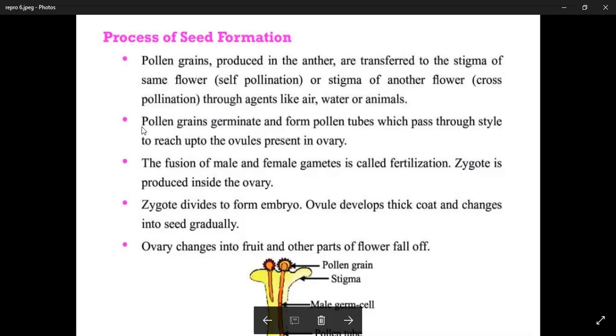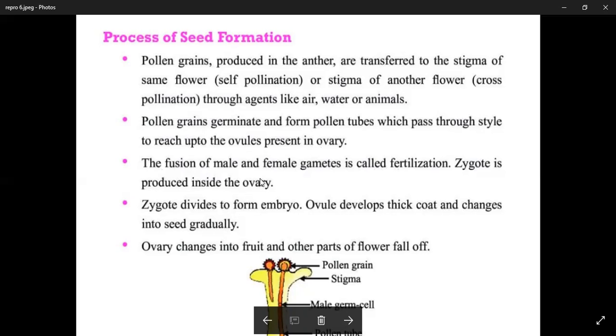After the pollen grain reaches the stigma, the pollen germinates and forms a pollen tube, and that pollen tube passes through the style to reach the ovule that is present in the ovary. The fusion of male and female gametes is called fertilization, and the zygote is produced inside the ovary.